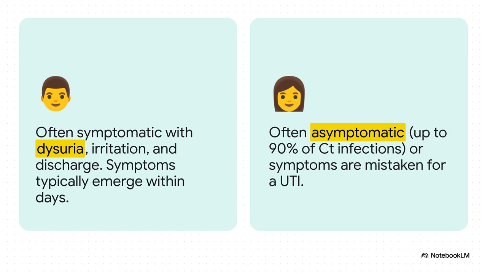Now, here's where things get really interesting from a diagnostic standpoint. You see this major split in how urethritis presents. In men, it's usually pretty obvious. They come in with dysuria, maybe some discharge, and they're symptomatic. But in women, it's a whole different story. The infection can be completely silent. Up to 90% of chlamydial infections are asymptomatic, or it gets mistaken for a simple UTI. This is a massive challenge, both for diagnosis and for public health.